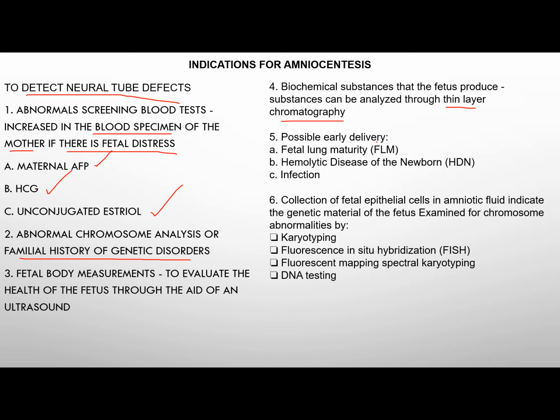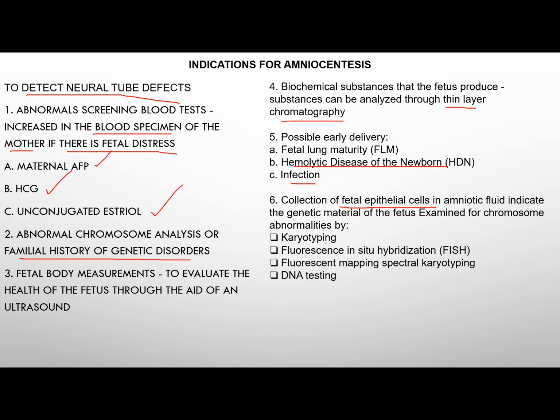Then possible early delivery, class. For a possible early delivery, you need to check if the fetus has a normal FLM, is suffering from HDN, or infection. Then collection of fetal epithelial cells in amniotic fluid indicates the genetic material of the fetus is examined for chromosomal abnormalities. So you would do amniocentesis to collect fetal epithelial cells, and these fetal epithelial cells are checked.